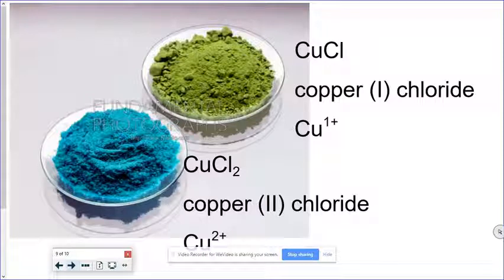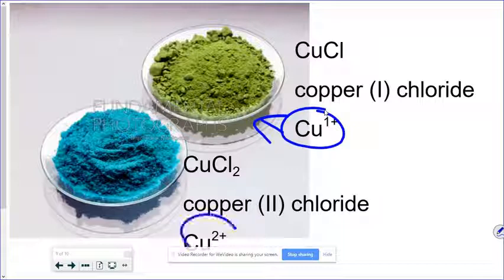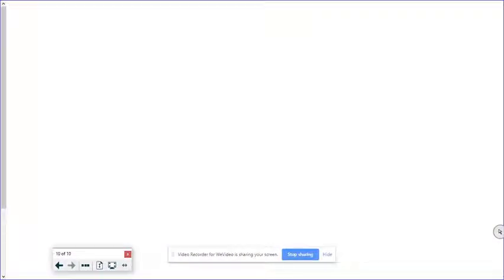Here's another example of that. Copper 1 ions with chloride. Copper 1 ions with chloride are green, and copper 2 ions with chloride are blue. They chemically react different and they physically look different. So the rest of this is homework for you to do.